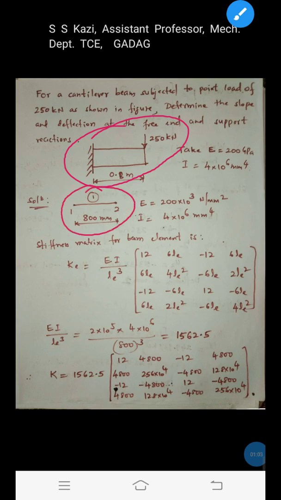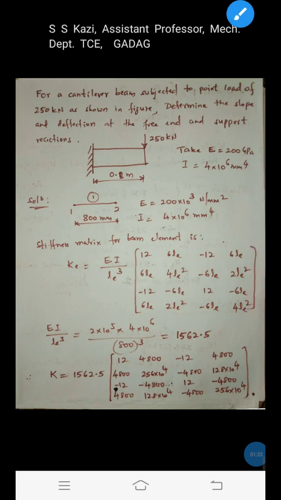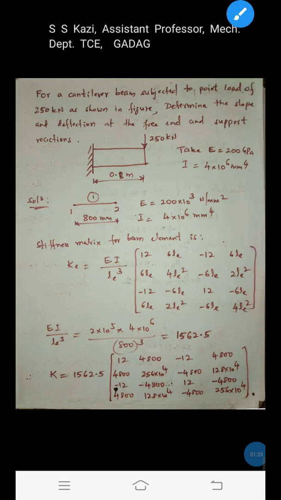If the problem specifies to model this beam with two elements, then you just divide the beam into two equal parts, that is 0.4 meter and 0.4 meter. But in this case nothing is mentioned about how many elements to take, so you just consider the entire beam as a single element having two nodes. Also, it is asked to determine the deflection and the slope at the free end only, so one element is enough.